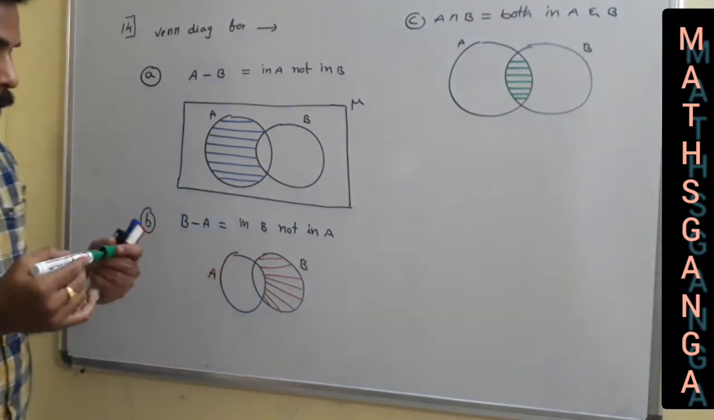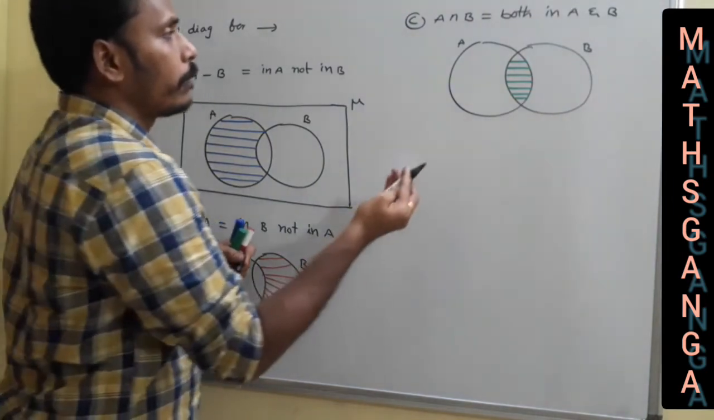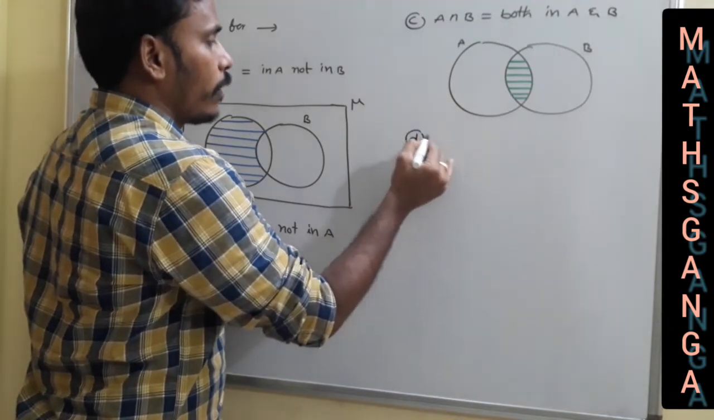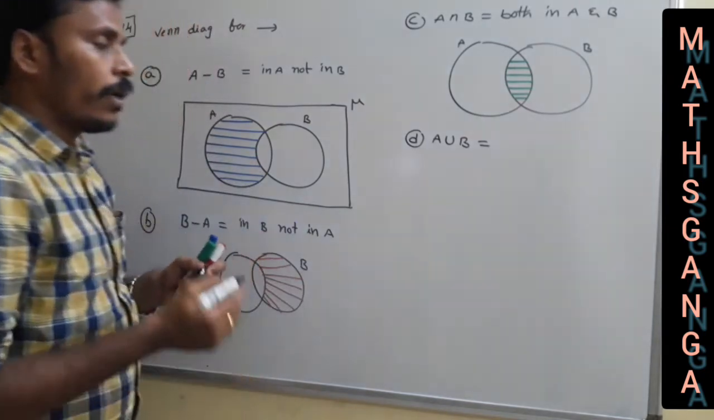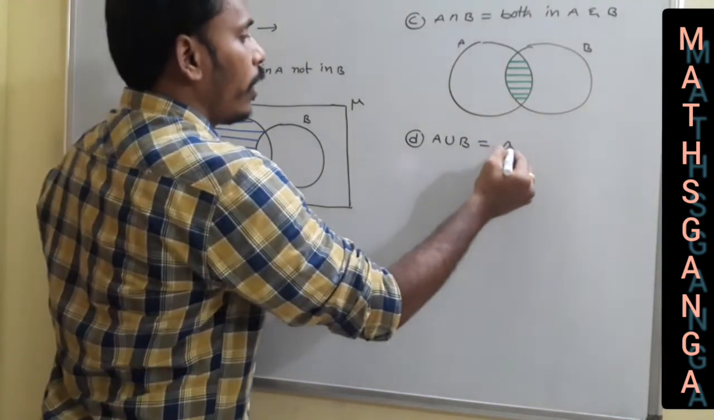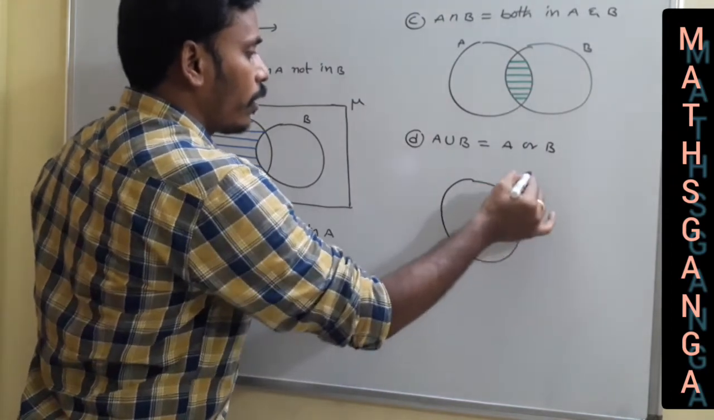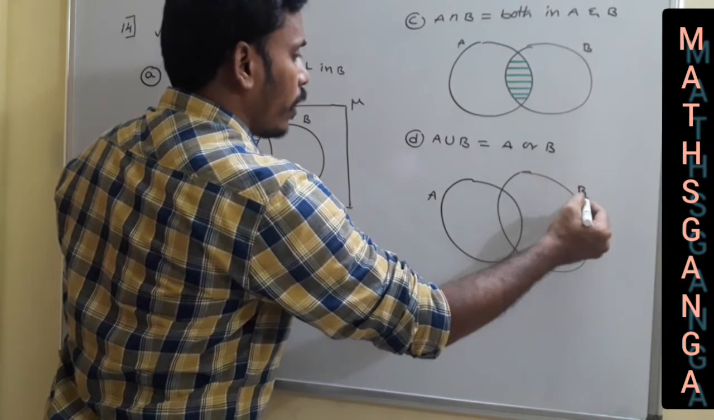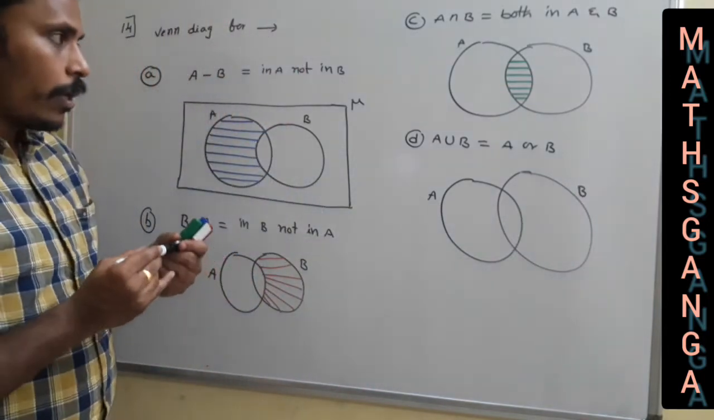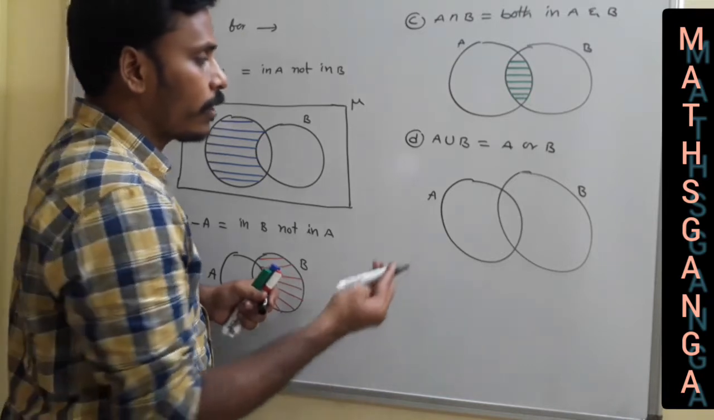Whereas coming to D, where I need A union B. Just look at the board. A union B means in A or in B. That means the region which is for A, which is not for B, all those things like that. This circle is for A, this circle is for B. A union B means all the region. I will shade it like this.